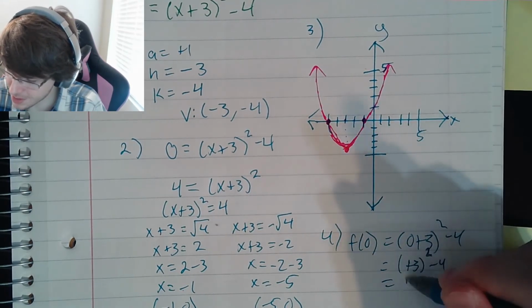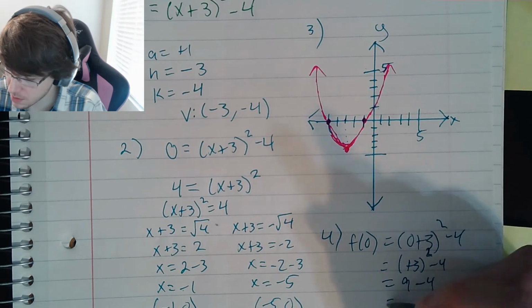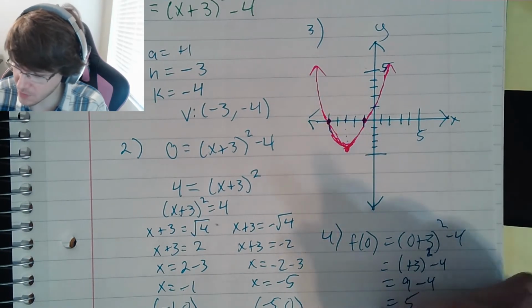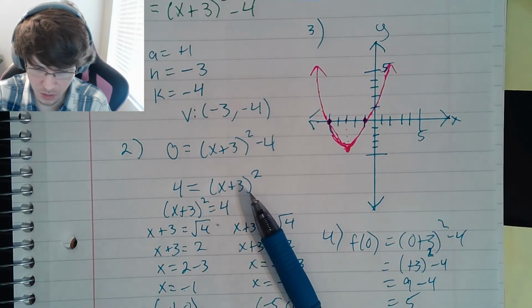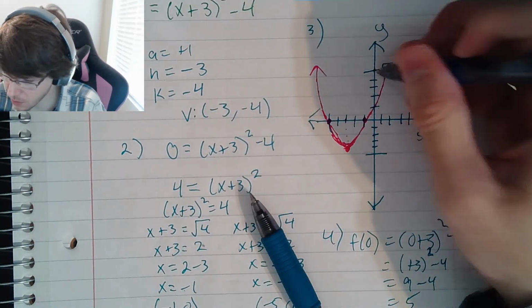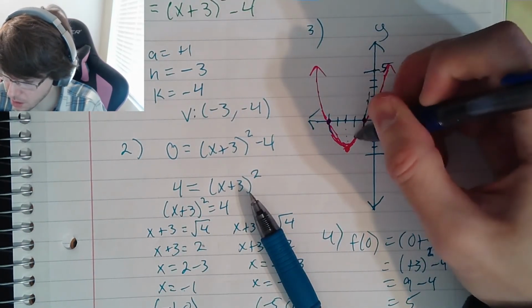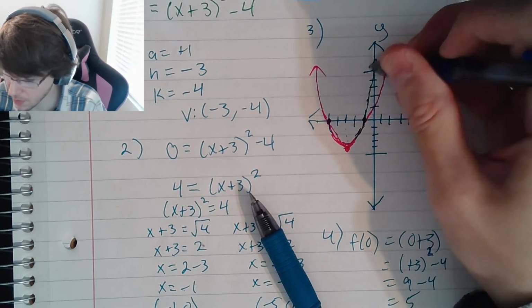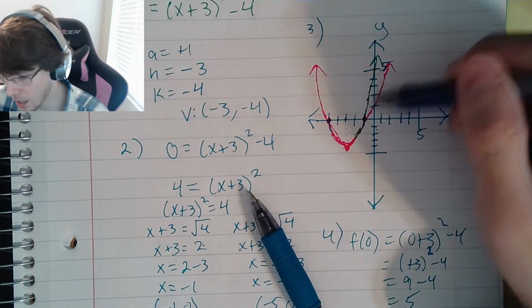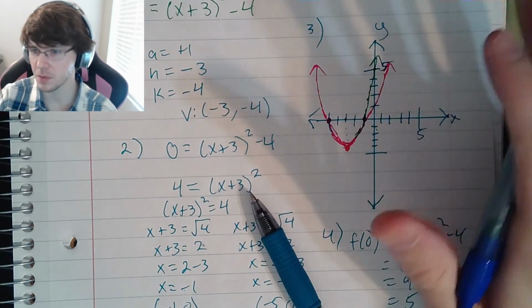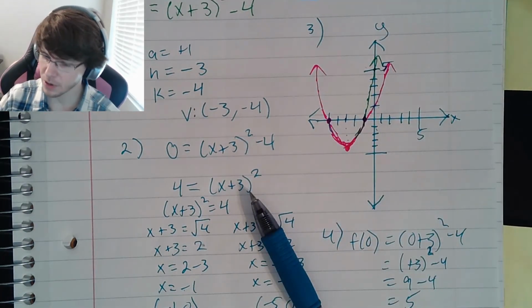So 3 squared is 9, and 9 minus 4 is 5. So I should have the coordinate 0, 5 on my graph. Really, if I was doing it perfect, it would have been more up here, kind of more like this. And that does look better, actually. It looks more like a parabola. But this, again, would have been full credit. I would have been fine with it. It's not like I'd be totally wrong.